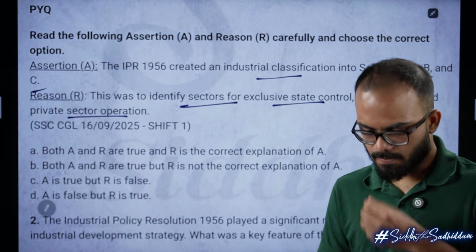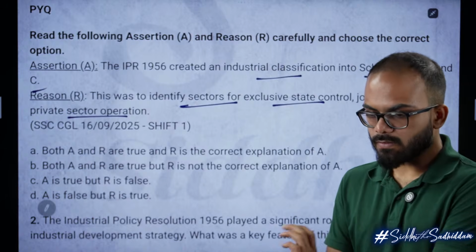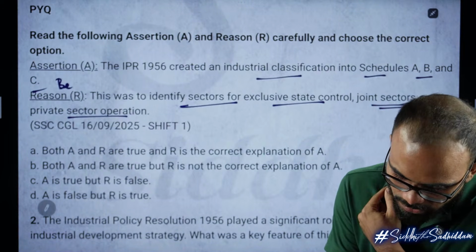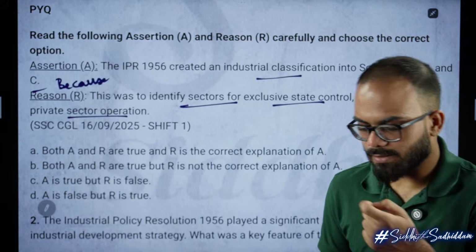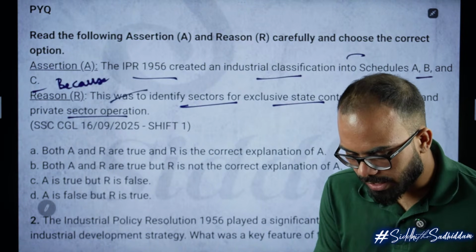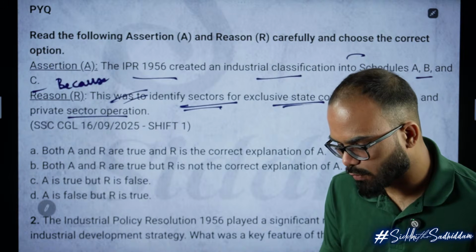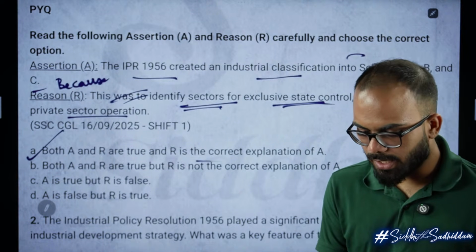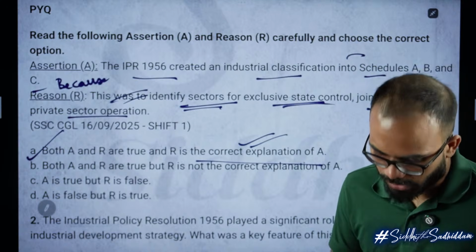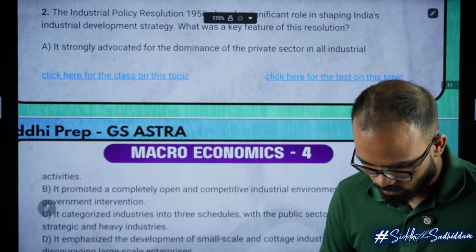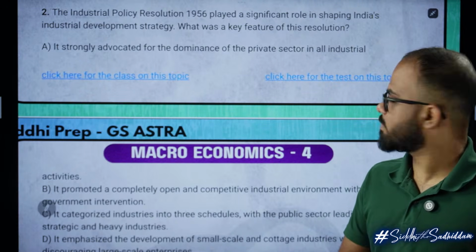What is the answer? Right. When you do this, insert the word because and read it. Industrial Policy Resolution classified industries into A, B, C because you can identify sectors for whatever purposes are there. So A is right, R is right, and R is the correct explanation of A. Very good. Nice. Please do this question now.